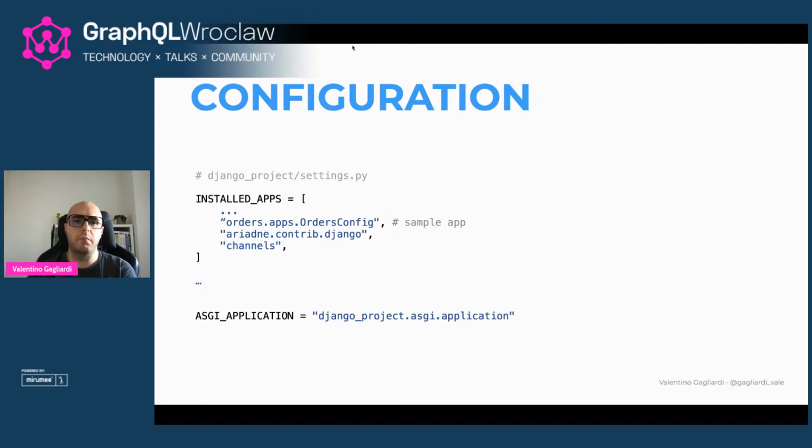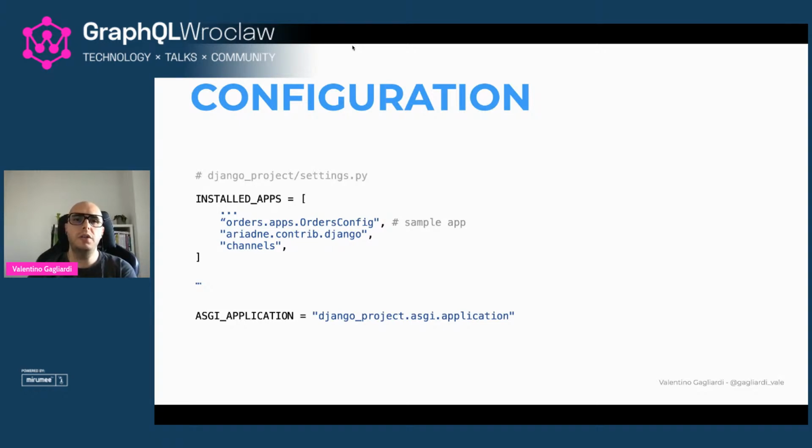This is a sample from the settings.py from this demo Django project. We have an order app, which has a simple model loaded. And we loaded Ariadne too, and Channels. Both libraries must be installed into the project. We also need to configure the ASGI application so that it will be loaded by the ASGI server.